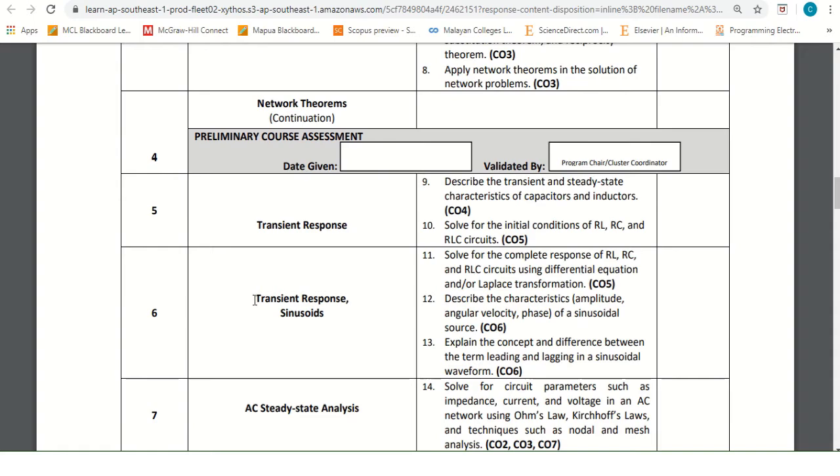And that will continue up to the sixth week. On that same week, we'll also start with the topic on AC circuits. So this will start with sinusoids. So these are voltage or current sources that are not constant but actually varying sinusoidally. So concepts like leading and lagging in a sinusoidal waveform will be covered under this week.